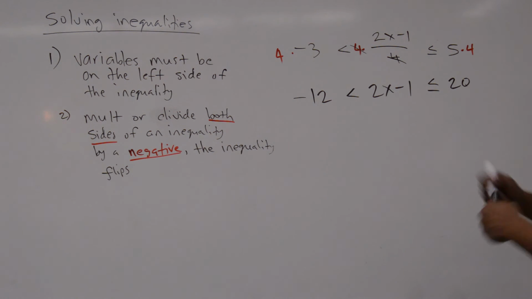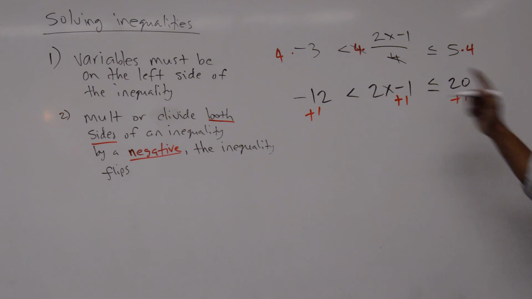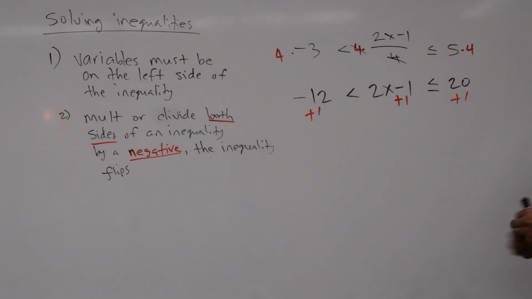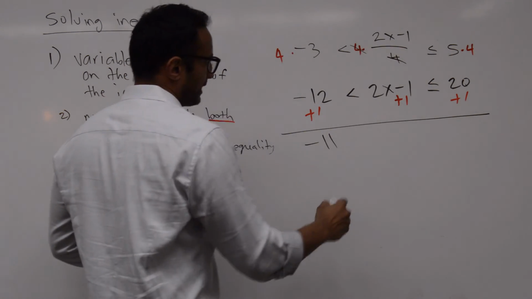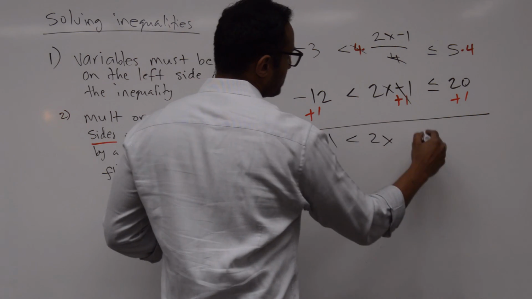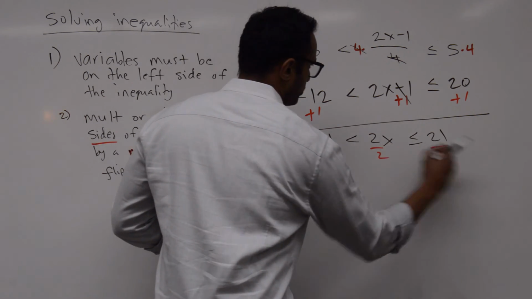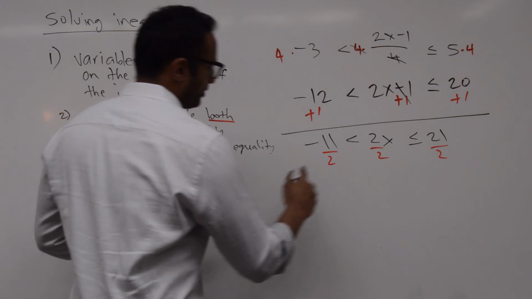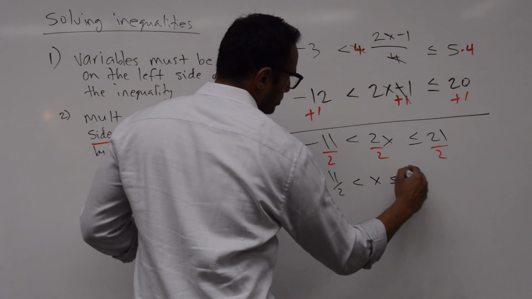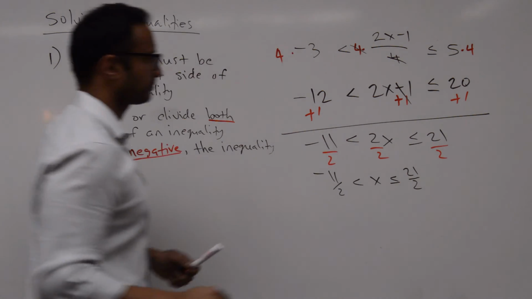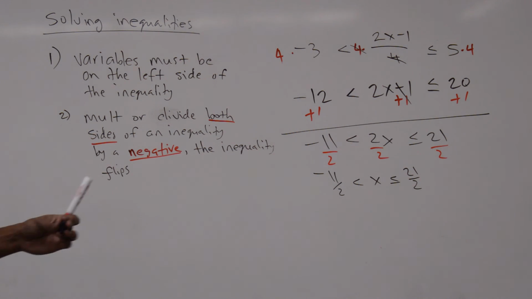Now you would solve this just like you would any other inequality. You add 1, but whatever you do, you have to do it to all the sides. So we're going to get negative 12 plus 1, that's negative 11, less than 2x, less than or equal to 21. Then you divide everything by 2. So we're going to get negative 11 over 2, less than x, less than or equal to 21 over 2. Okay, now that's our solution. We still have to write that in interval notation.